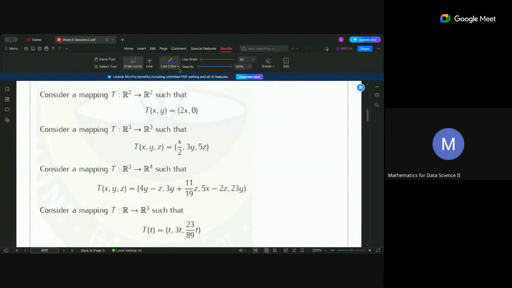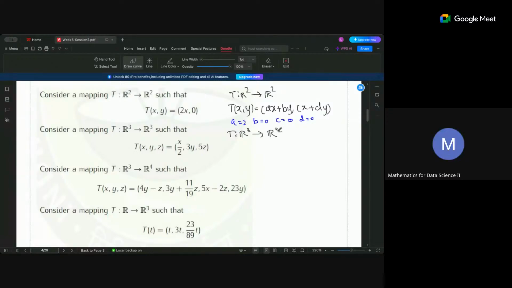So can you all tell what is the specific format for each of these cases? From R2 to R2 we have already written: T of x comma y is equal to ax plus by, cx plus dy. So what is your A, B, C, D? A is 2, B is 0, C is 0, D is 0.